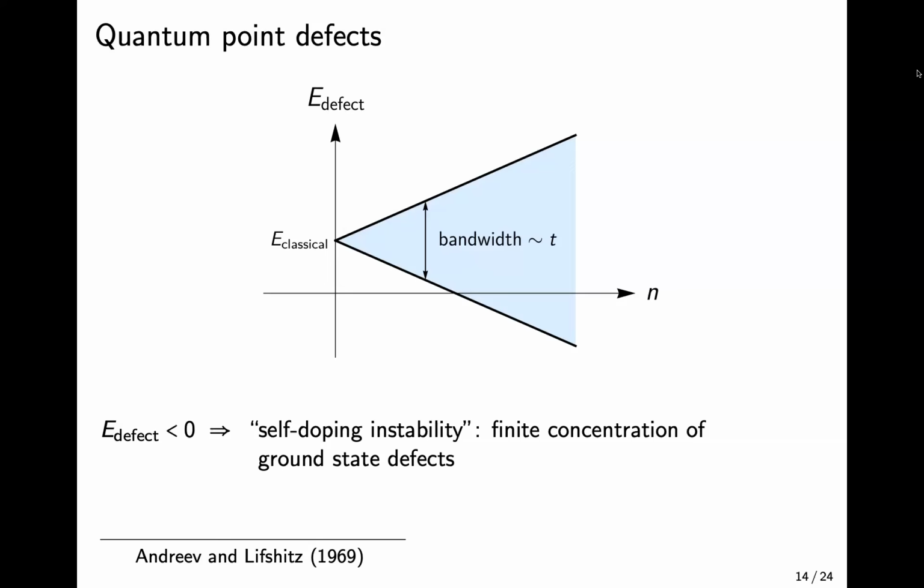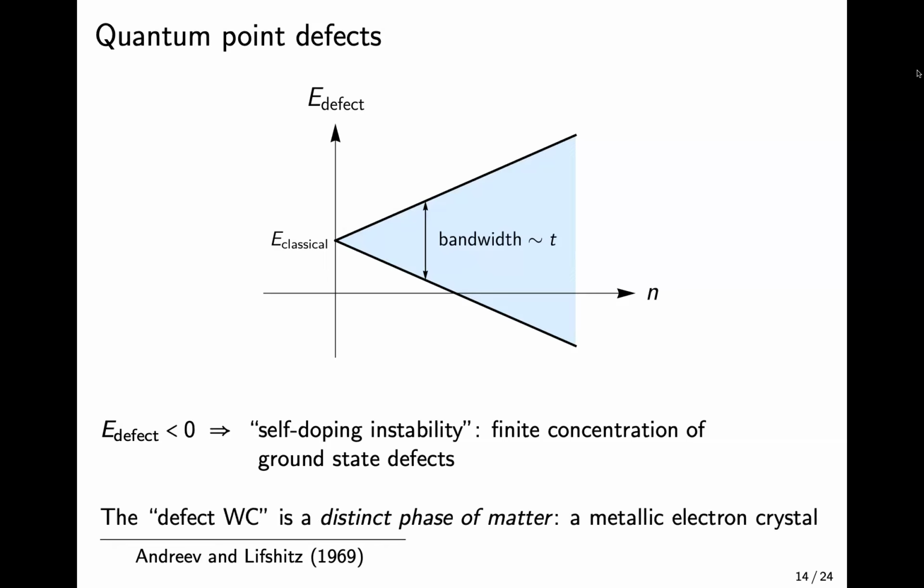If that were to happen, one would expect this should trigger some sort of self-doping instability where the system spontaneously accumulates some finite concentration of ground state defects. The idea that such a thing could happen in a quantum crystal is not mine. It goes back to Andreev and Lifshitz, who were thinking about similar things in solid helium. This was the original idea behind the supersolid phase of matter. But now we're going to ask if something like this can happen in an electron solid.